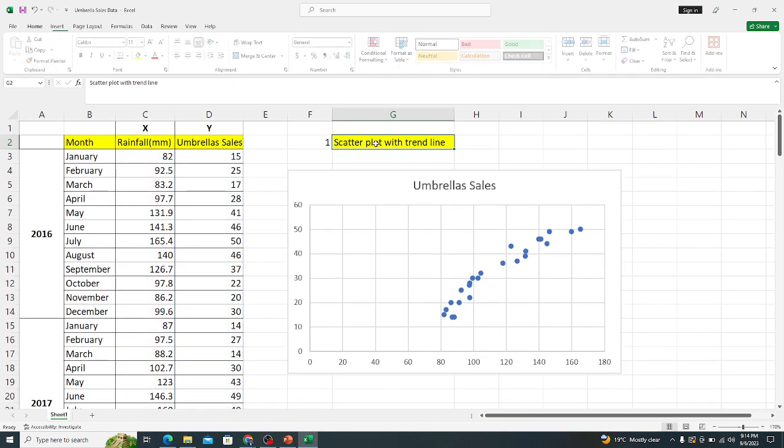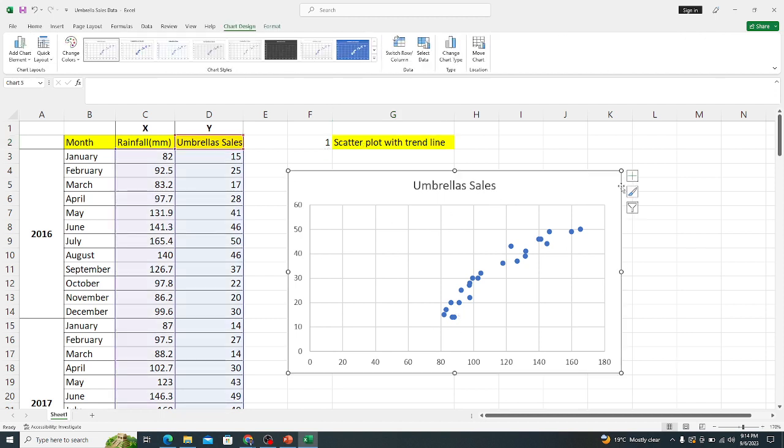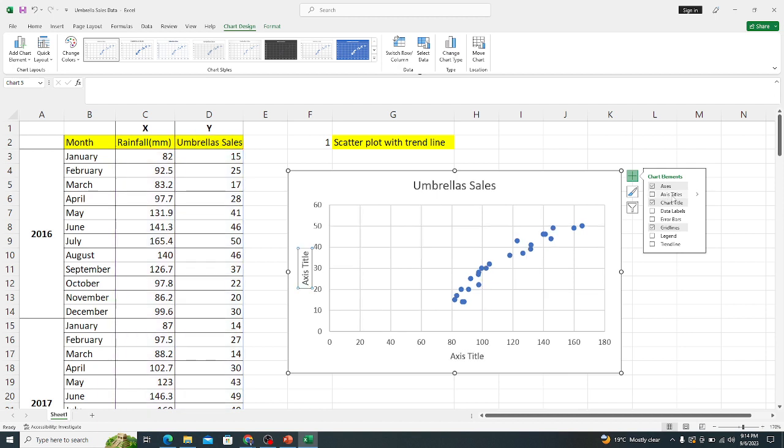We've already inserted what? The scatter plot. Okay, scatter plot, we have it. If you want to include the axis titles, that is all the x-axis titles, you can always. So this is the rainfall amount in millimeters, and then this is the rainfall amount. Then we have umbrella sales.